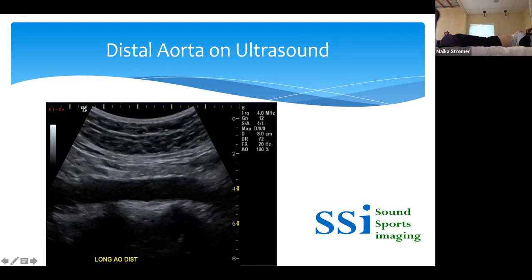You want to be able to visualize the aorta in a long axis, a nice, clear anechoic tube all the way down. And as you go even more distal, you will see a tapering of the distal end of the aorta as it's narrowing down and going to bifurcate into the iliac vessels. And as you can see from the scale on the side here, this is maybe a centimeter to a centimeter and a half of AP diameter. This is a nice and normal, healthy distal aorta.